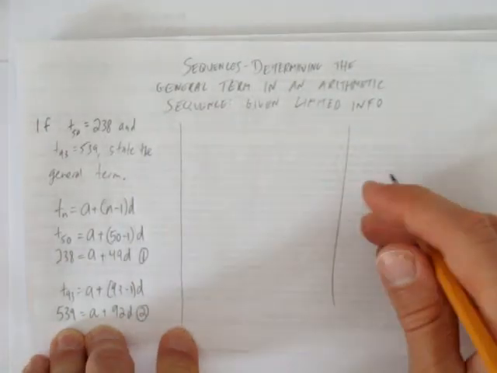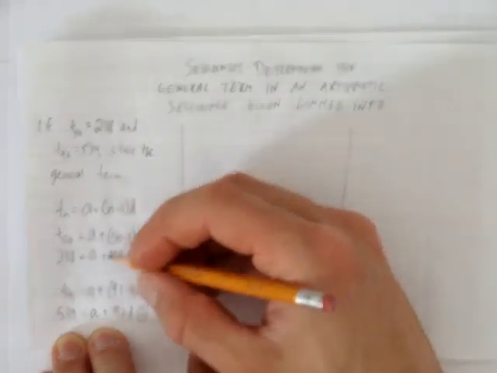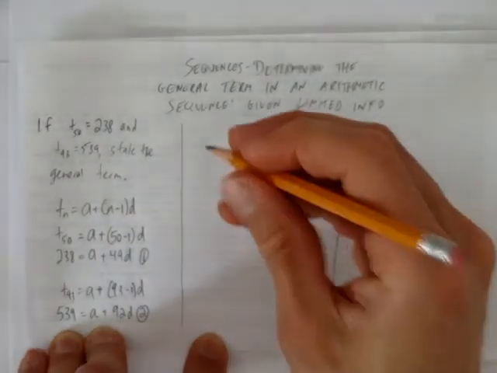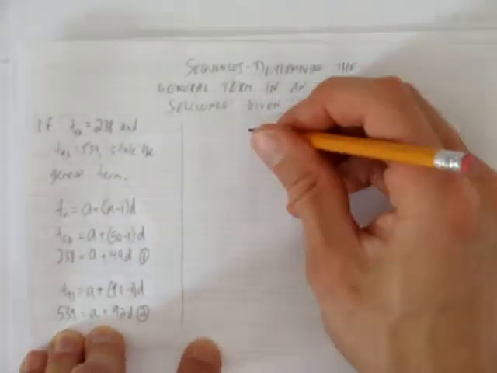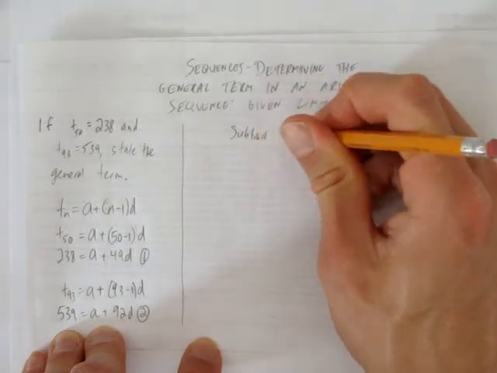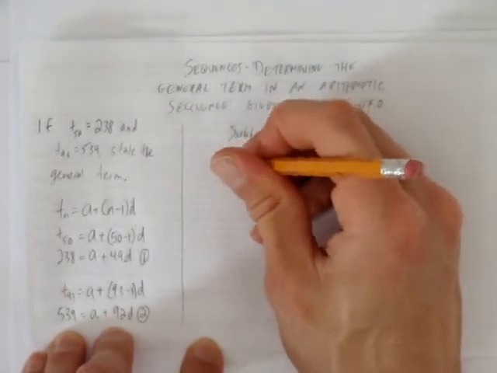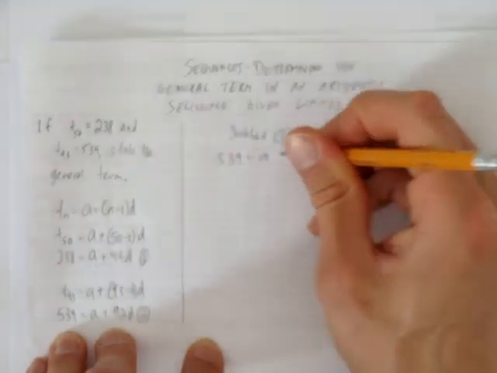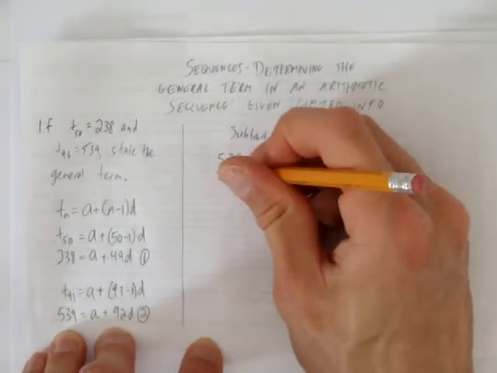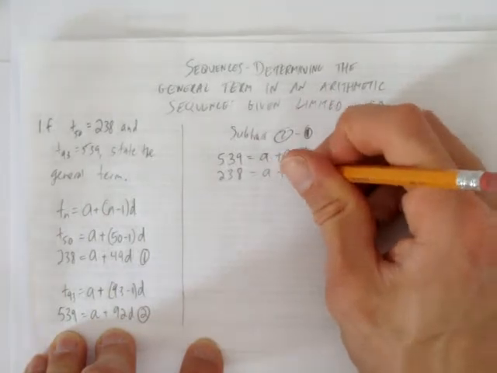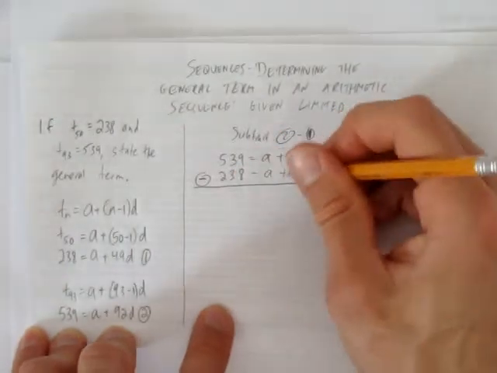That's our equation 2. So this goes back to grade 10 math in that we have two equations with two unknown variables and we're going to solve them. There are different ways. You could use substitution, but I'm going to use elimination. That is, I'm going to subtract equation 2 minus equation 1. So let's rewrite them. Here's equation 2. 539 equals a plus 92d. And equation 1, 238 equals a plus 49d.